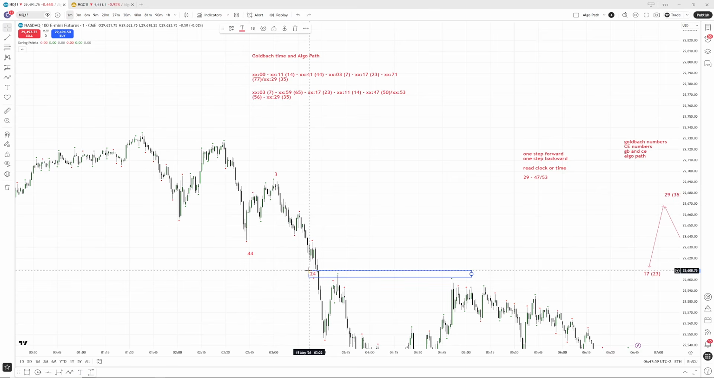Okay. So here, I didn't look at anything. I didn't look at any PDRA. I didn't look at any higher time frame bias, nothing. All I did is match a path.